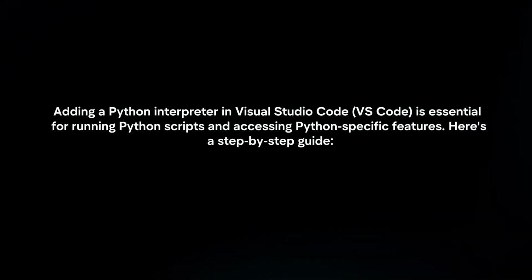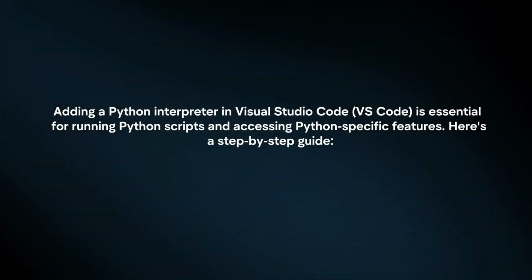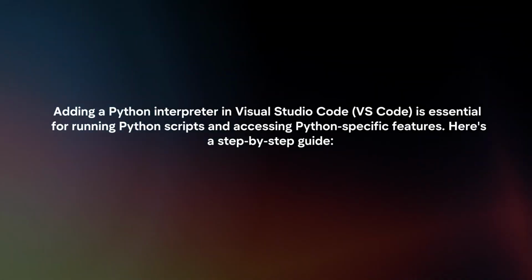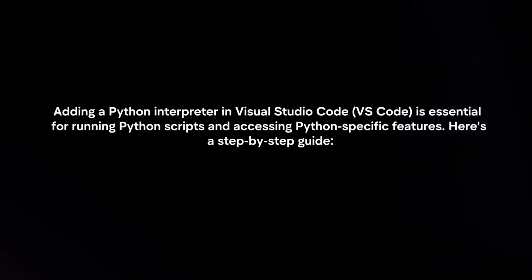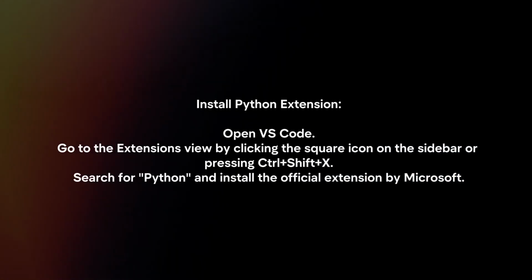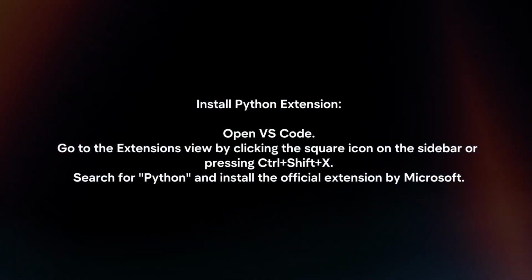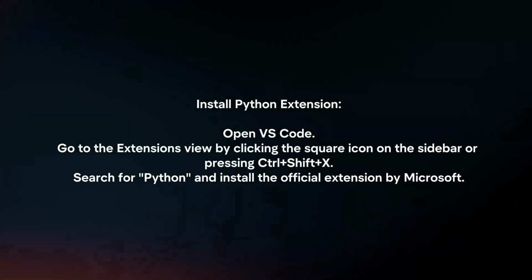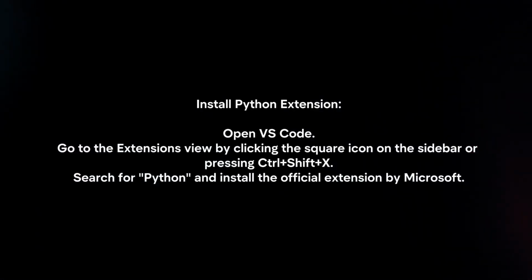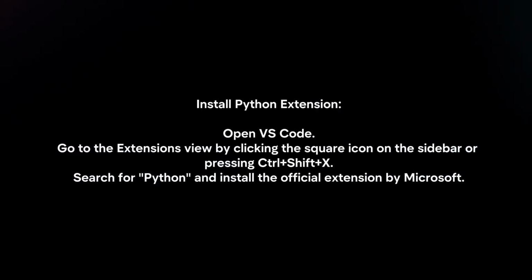Adding a Python interpreter in Visual Studio Code is essential for running Python scripts and accessing Python-specific features. Here's a step-by-step guide. Install Python extension. Open VS Code. Go to the extensions view by clicking the square icon on the sidebar or pressing Ctrl+Shift+X. Search for Python and install the official extension by Microsoft.